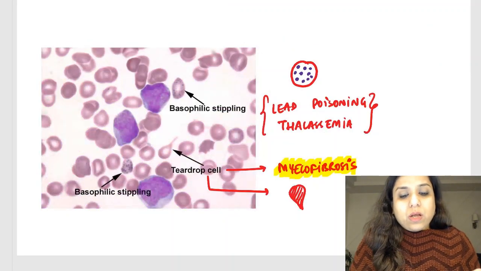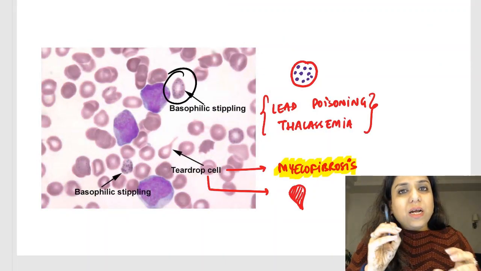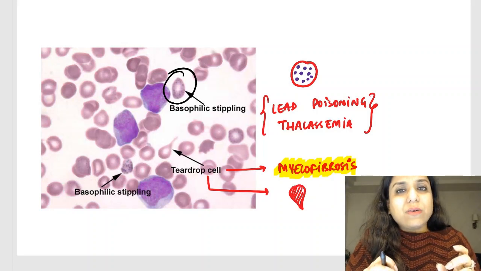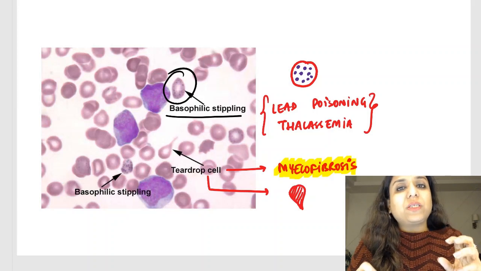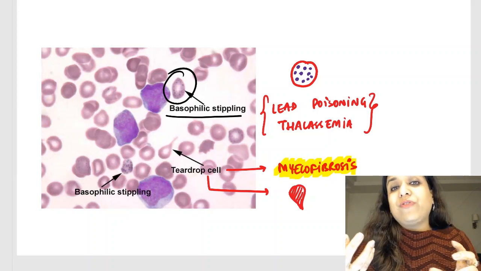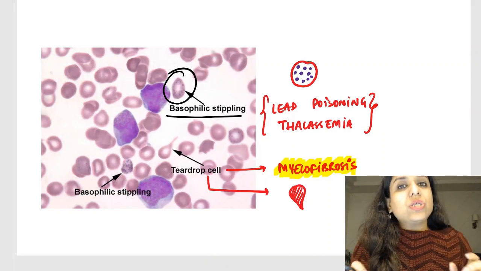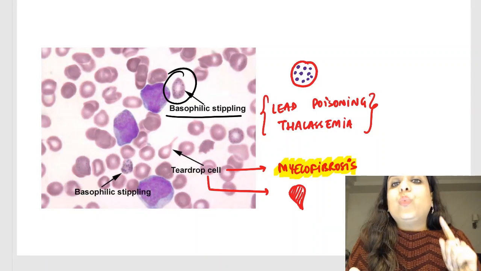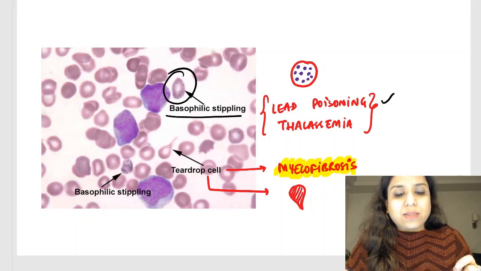Next. Okay, what do you see in this image, students? Can you see the RBC has got bluish dots inside it, right? This is called as basophilic stippling, the RBC with bluish dots. Basophilic means bluish, right? So RBC has got bluish dots. So this is called as basophilic stippling, which is characteristic feature of lead poisoning, also seen in thalassemia.